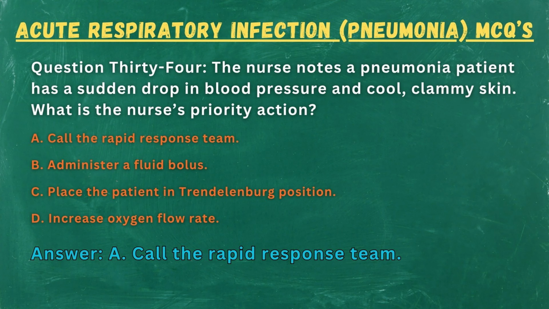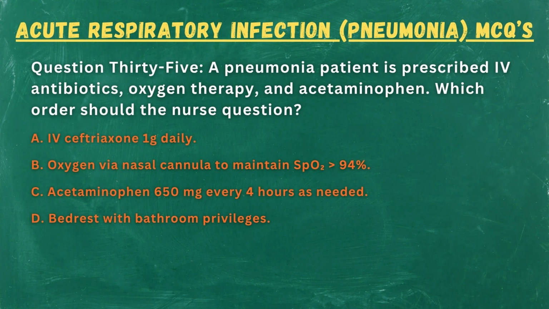Answer. A. Call the rapid response team. Question 35. A pneumonia patient is prescribed IV antibiotics, oxygen therapy, and acetaminophen. Which order should the nurse question? A. Ceftriaxone, 1g daily. B. Oxygen via nasal cannula to maintain SpO2 greater than 94%. C. Acetaminophen 650 milligrams every 4 hours as needed. D. Bed rest with bathroom privileges.